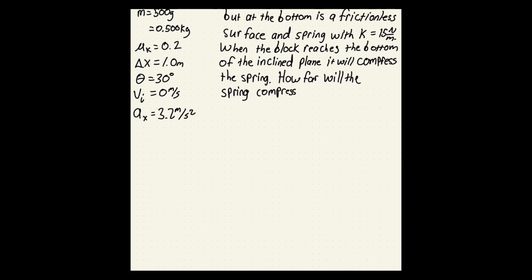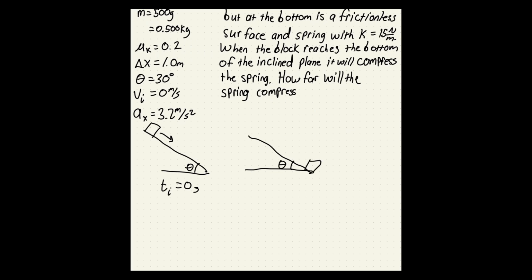So just like before, let's draw a picture. Here's our inclined plane. Angle is 30 degrees. Put our mass at the top. It slides down until it reaches the bottom, right? So this is maybe a t. The initial is 0 seconds. And at the final point, when we're at the bottom, here's our theta, here's our block, is now up against a spring. So we'll call this T1.